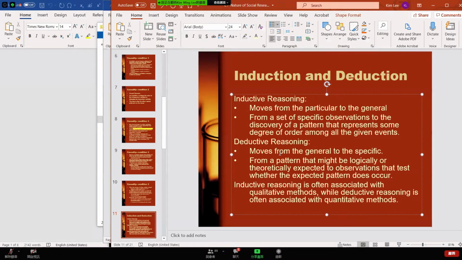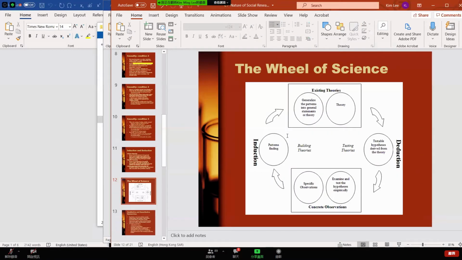Deductive reasoning. Because when we do qualitative research, we often use inductive reasoning. When we do quantitative research, we use deductive reasoning. Okay, so basically, these are two types of reasoning for two types of research methods. Inductive reasoning for qualitative research, deductive reasoning for quantitative research. Okay, and actually, this is the wheel of science.